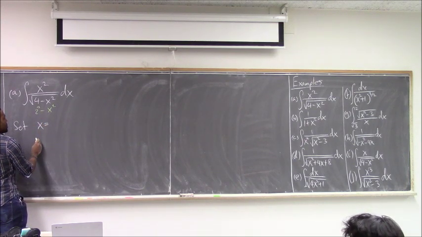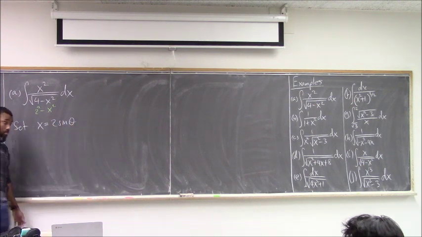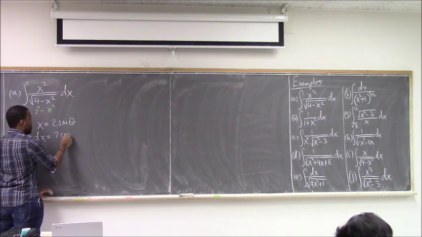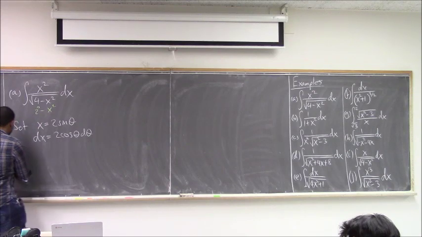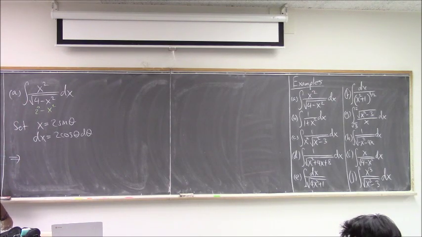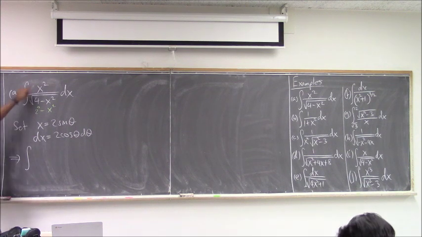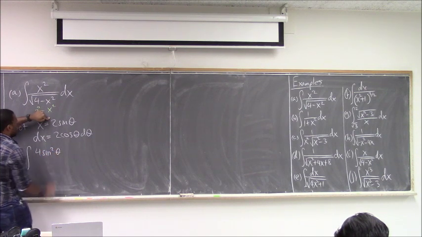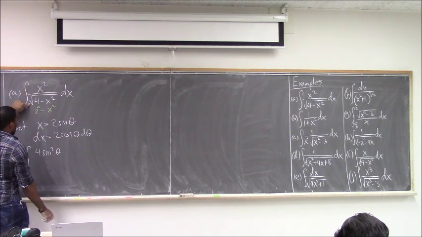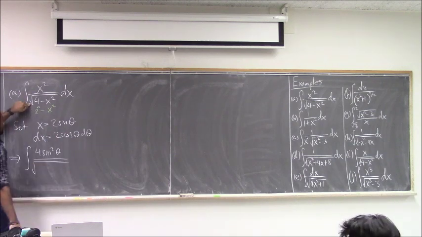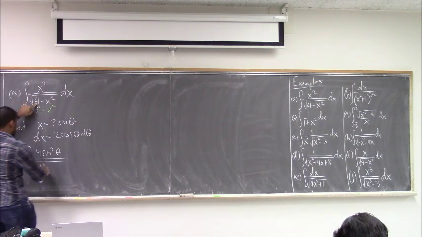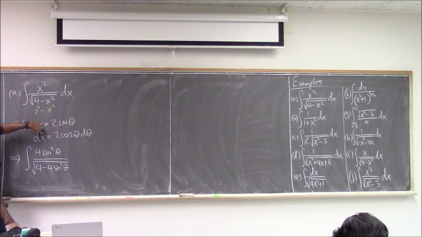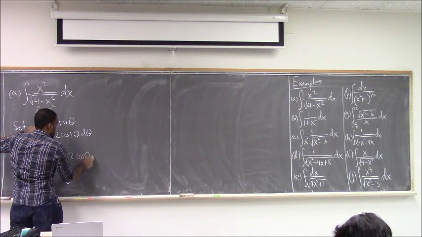x equals 2 sine theta. Okay, so we're going to jump in with that. dx would be 2 cosine theta d theta. Now we're going to plug in all these trig functions. So this will be the integral of x squared on top. x is 2 sine theta, so that's a 4 sine squared. Underneath, I have the radical of 4 minus x squared, but x squared is 4 sine squared. The dx is 2 cosine theta d theta.